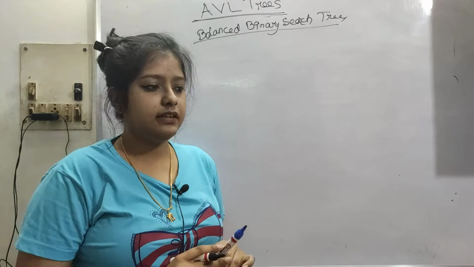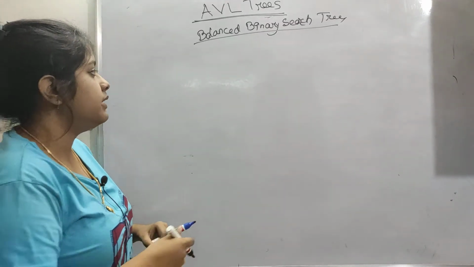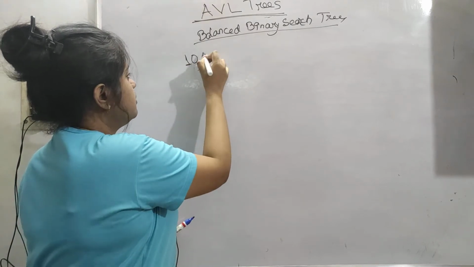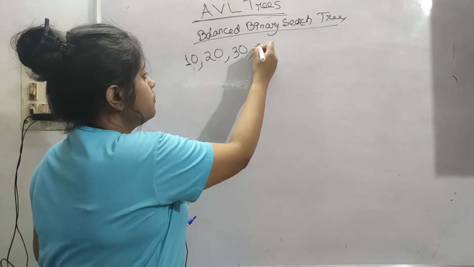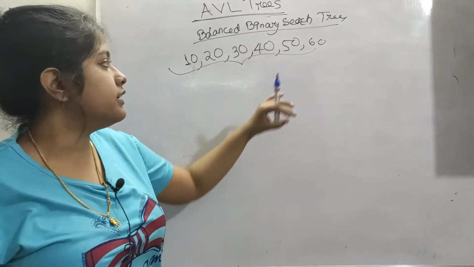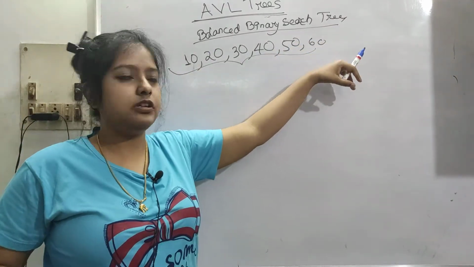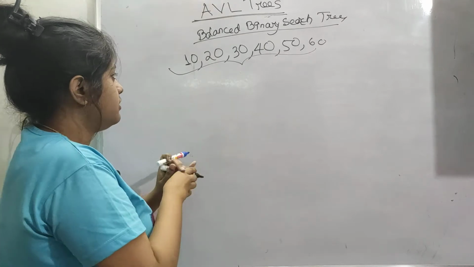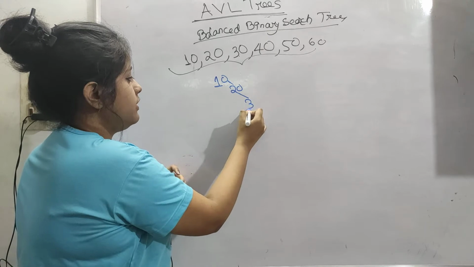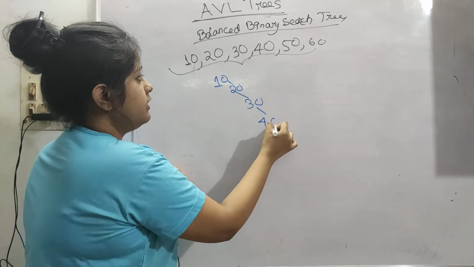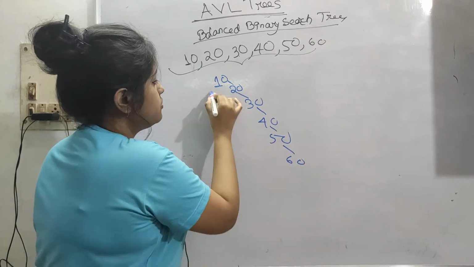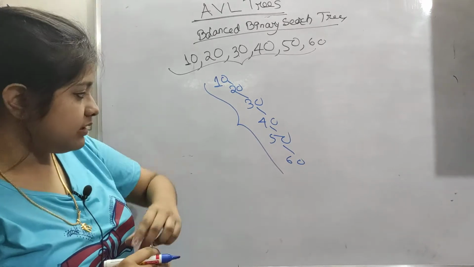It is basically balanced, because in a binary search tree, let's say we have this input: 10, 20, 30, 40, 50 and 60. We have to form a binary search tree from this. What will it create? It will be 10, then 20 is greater than 10, 30 is greater than 20, 40 is greater than 30, 50 is greater than 40 and 60 is greater than 50.